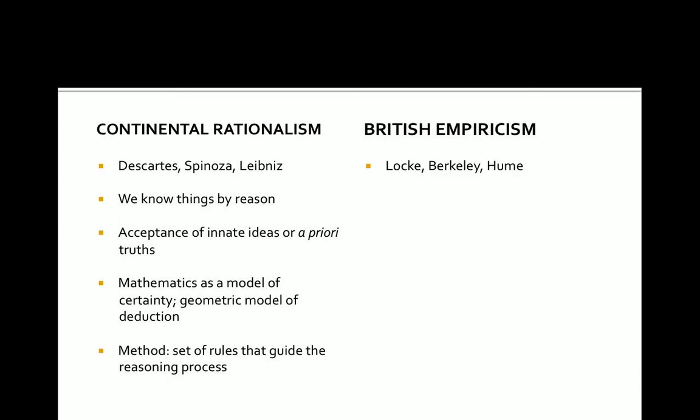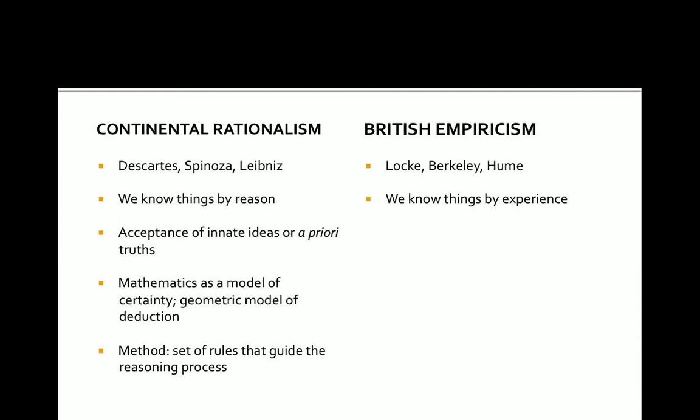Now, the British empiricists, on the other hand, are typically associated with John Locke, George Berkeley, and the Scottish philosopher David Hume. Notice that their classification is British empiricism. These thinkers tended to come from Great Britain. So Berkeley was from Ireland, Hume was from Scotland, and Locke himself was from England, as opposed to the continental rationalists who were mainly from continental Europe. Descartes resided in France, Spinoza in Amsterdam, and Leibniz in Germany.